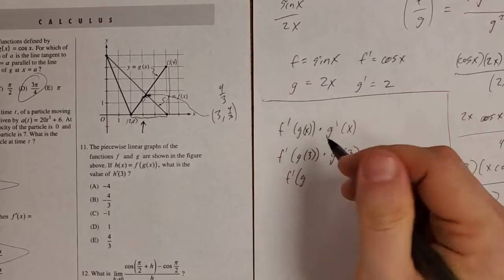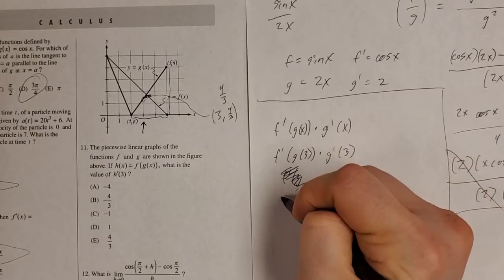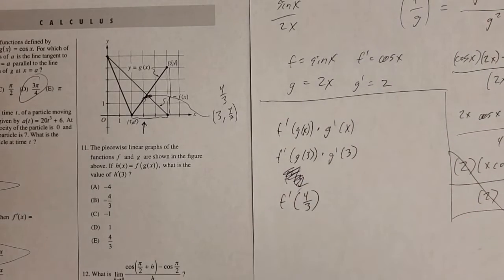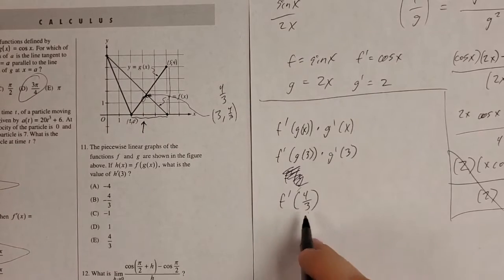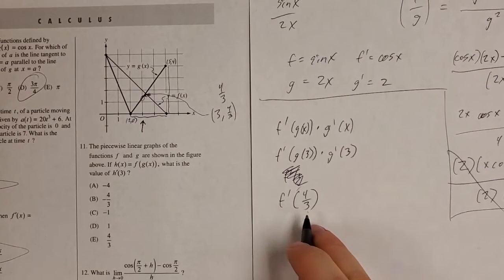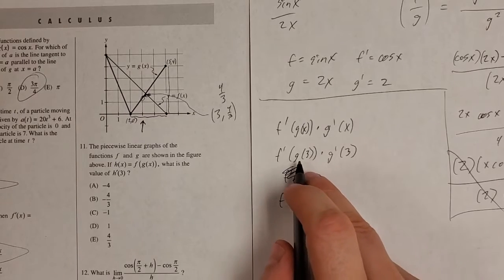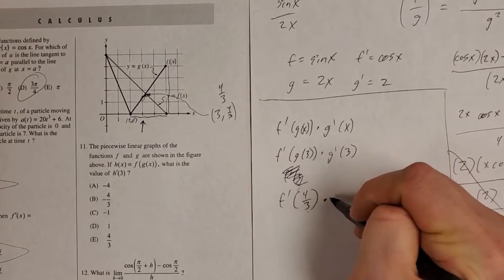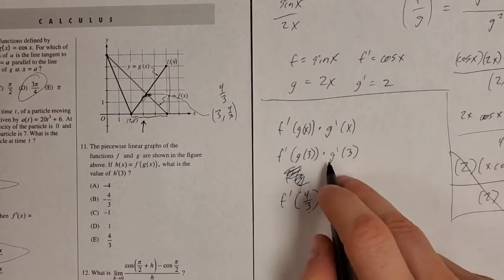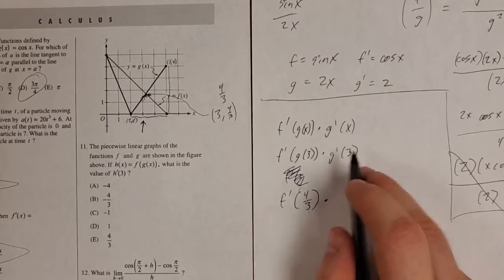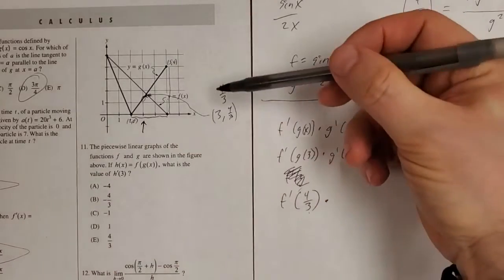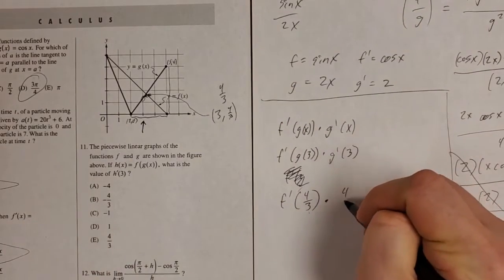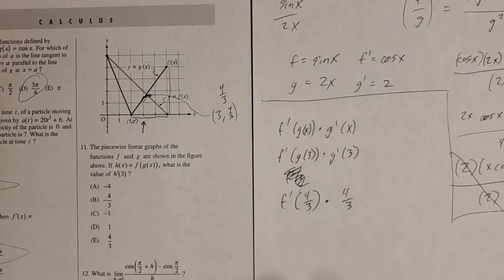So we can rewrite that as the derivative of f at x equals 4/3, because that's the y value that we got out of g at x equals 3. And then the derivative of g at that point, where we already found that, is the slope 4/3. That's the derivative. So it's just 4/3.